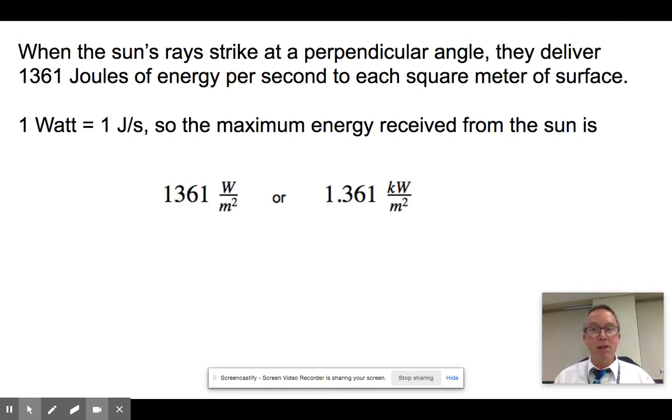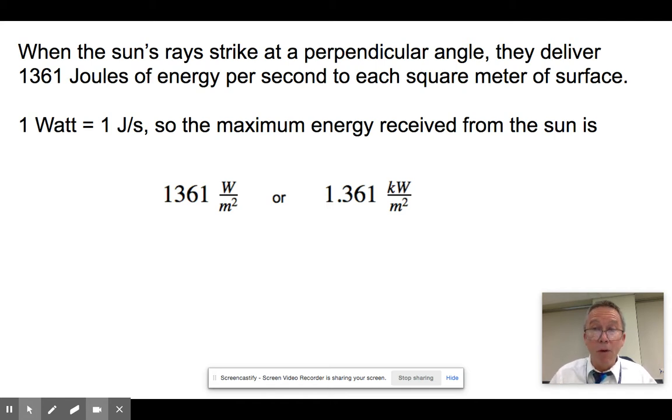But let's just talk about this solar constant. There's a maximum amount of energy we absorb from the sun. And that is when the sun's rays come down perpendicular and the energy is as concentrated as it can get. What we find is at the surface of the Earth, after passing through the atmosphere, there's about 1,361 joules of energy arriving at every square meter of Earth's surface at every second.